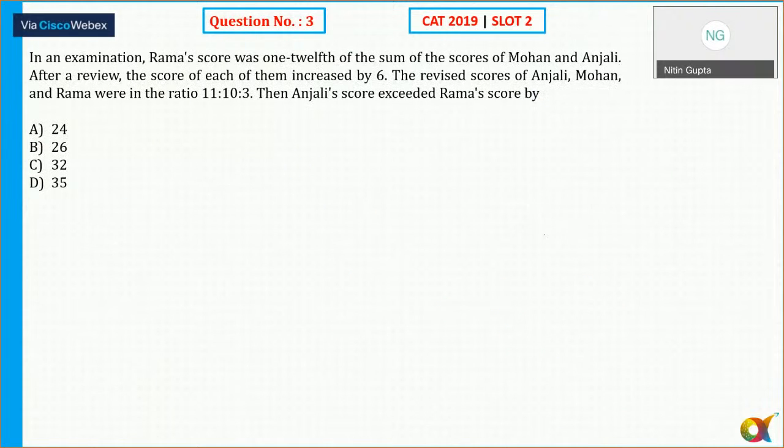Question number 3. Again, an easy question. It says in an examination, Rama's score was 1/12 of the sum of the scores of Mohan and Anjali. So there are 3 persons, Rama, Mohan, and Anjali. After a review, the score of each of them increased by 6. Now the revised score is important. The revised score is in the ratio 11:10:3. So 11x, 10x, and 3x.